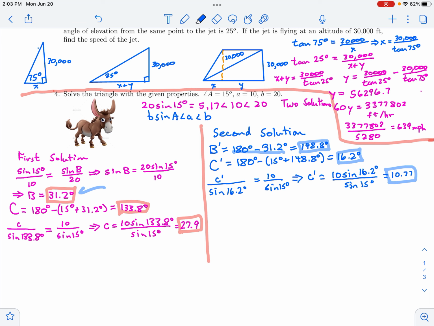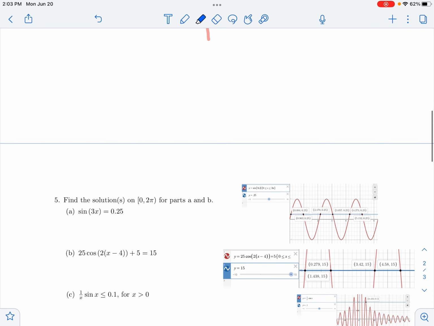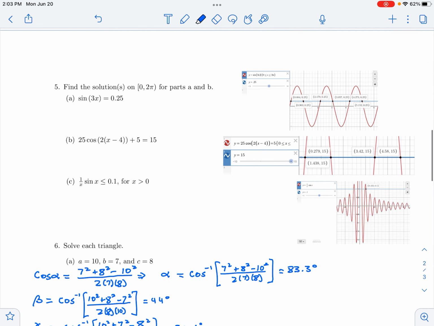Now, after we do that, everything is good. We get 148.8. Then I can find big C by doing 180 minus A and the new B. And then I can find little c, the new c, okay? And there we get those. We get all those.